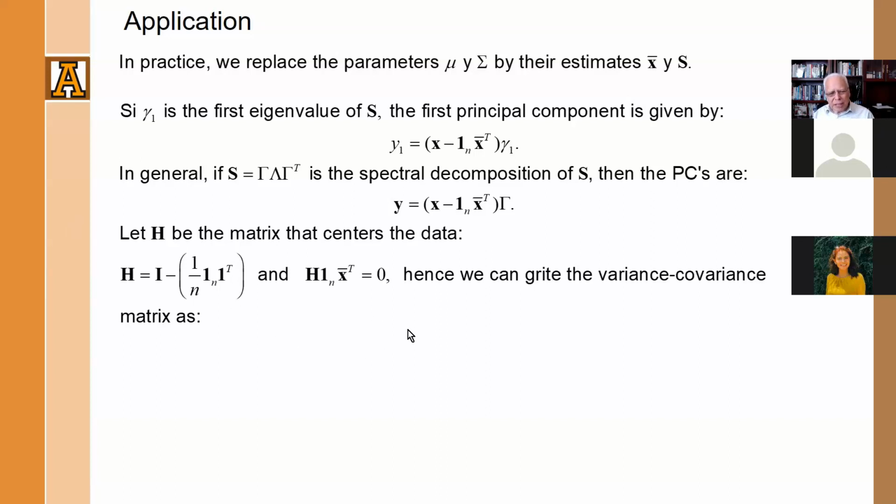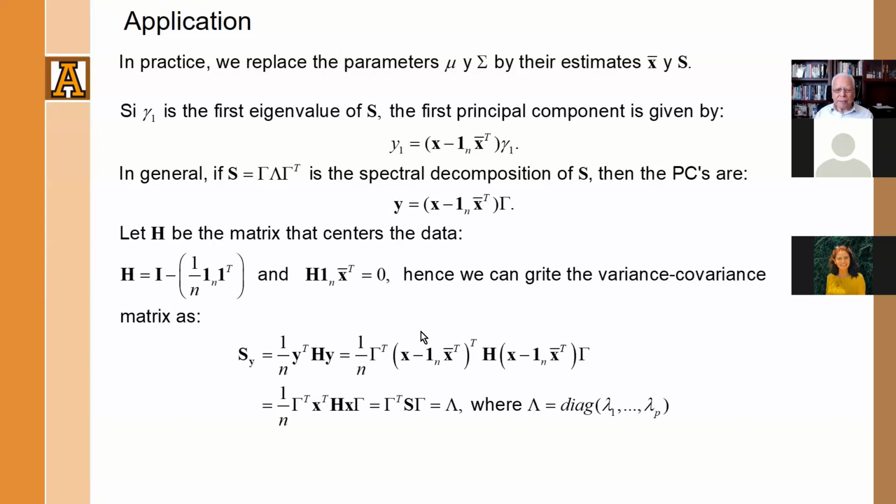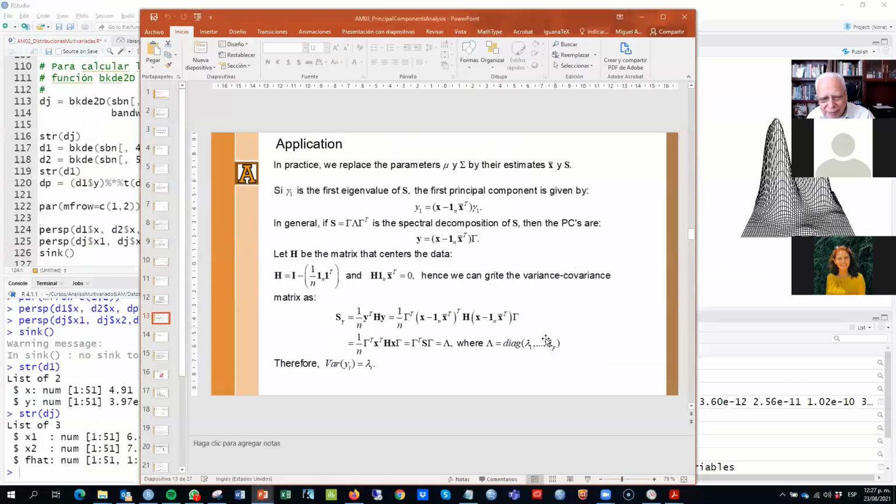Well, if we use that notation, then we can write. I'm sorry about this thing, right? No, this cannot. I have to correct this thing now.